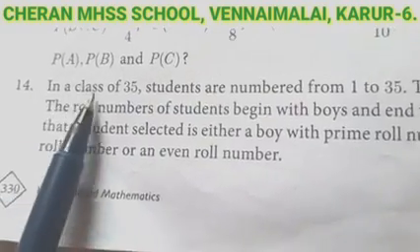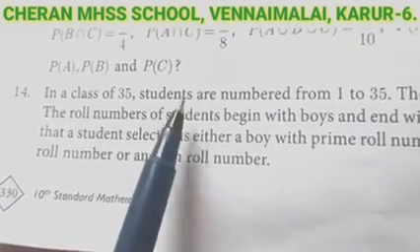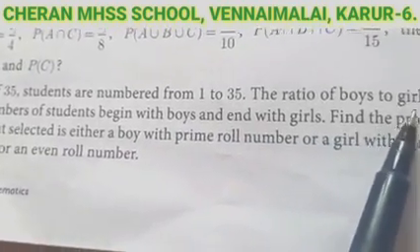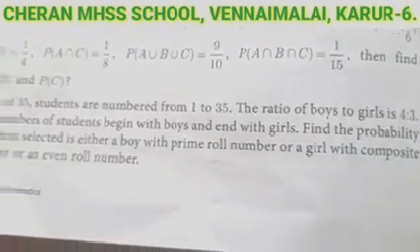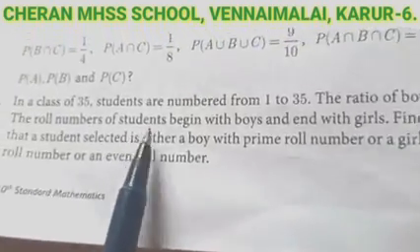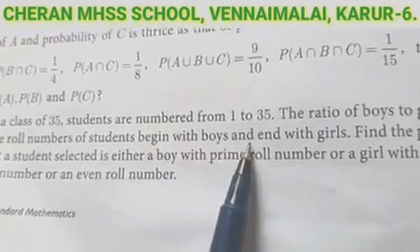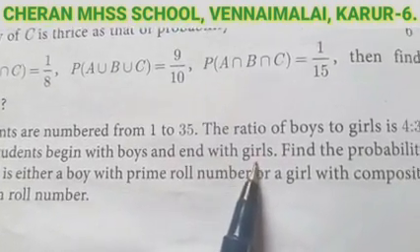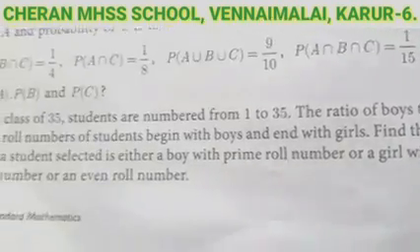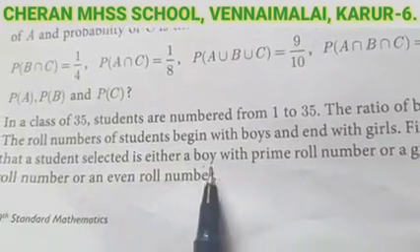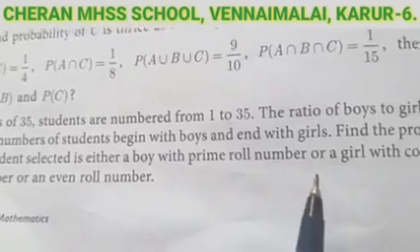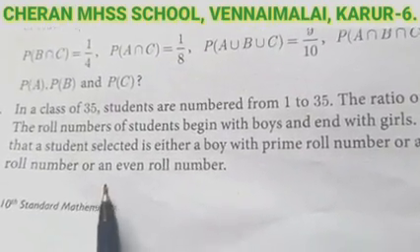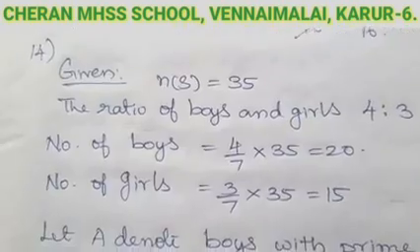14. In a class of 35 students numbered from 1 to 35, the ratio of boys to girls is 4:3. The roll numbers of students begin with boys and end with girls. Find the probability that a student selected is either a boy with prime roll number, or a girl with composite roll number, or an even roll number.